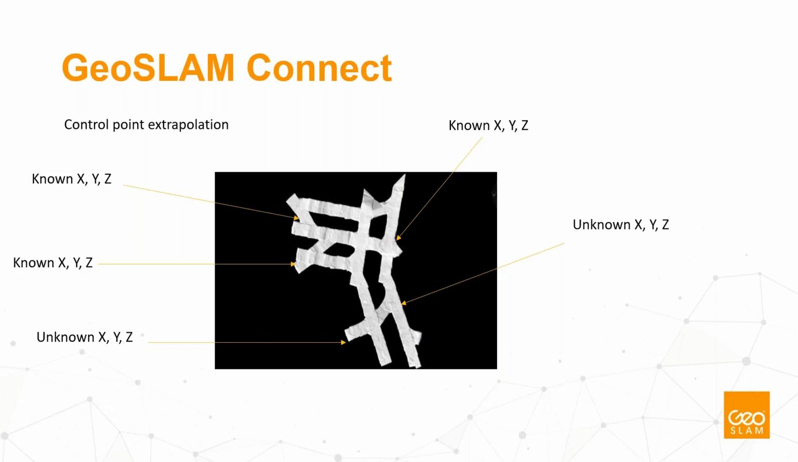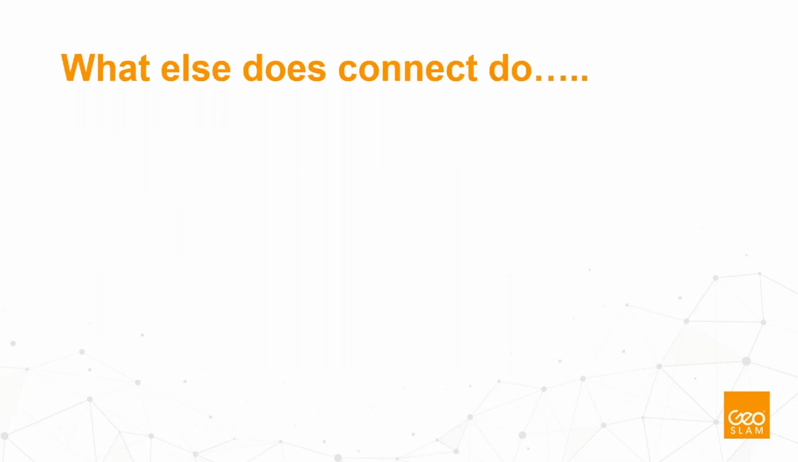Because we've georeferenced the data with the 3 known X, Y, and Z points, we can then extract the unknown control points from these other 2 areas where there is a survey pin, but it hasn't been referenced in yet with the total station. So there's another really useful way of using GeoSLAM Connect with adjust to control.